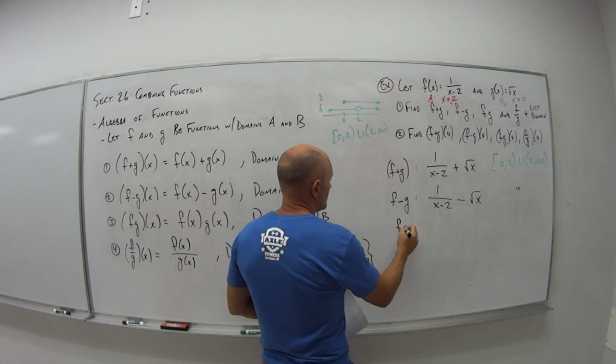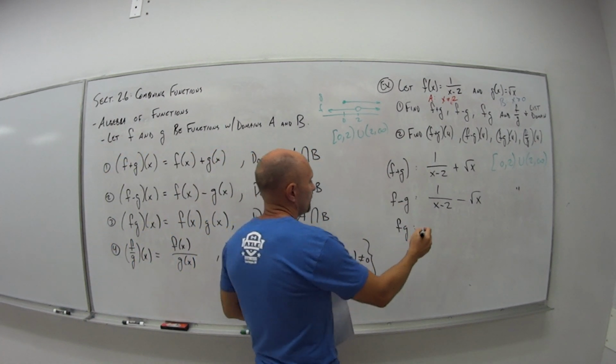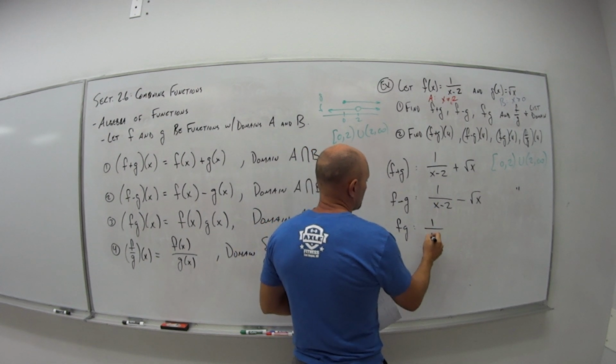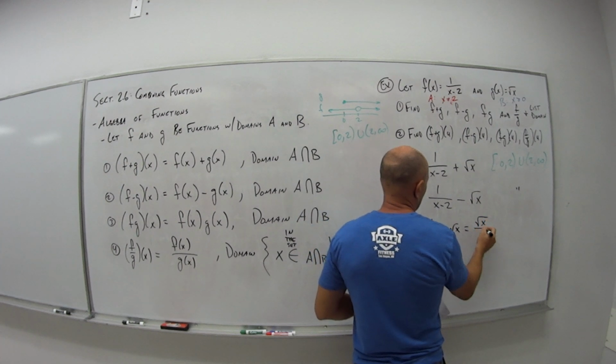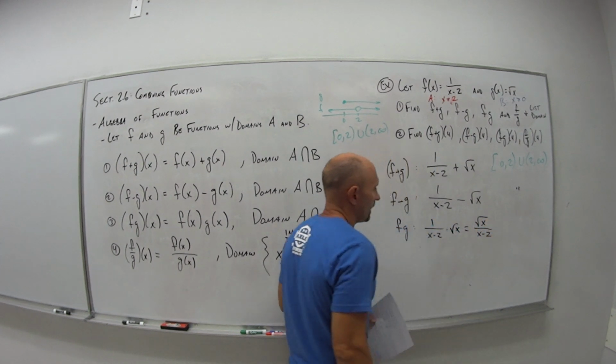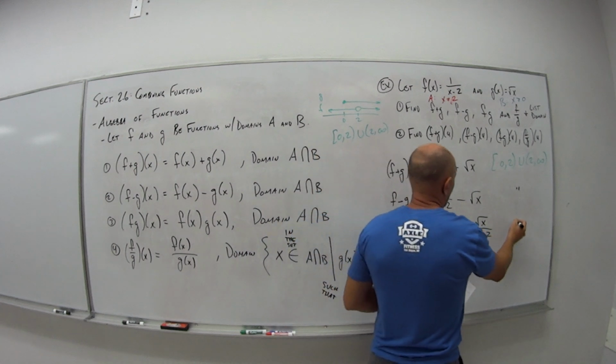F times g, well, it's just these two multiplied together. So 1 over x minus 2 times square root of x, which is just what? Square root of x over x minus 2. And again, the domain is the same.